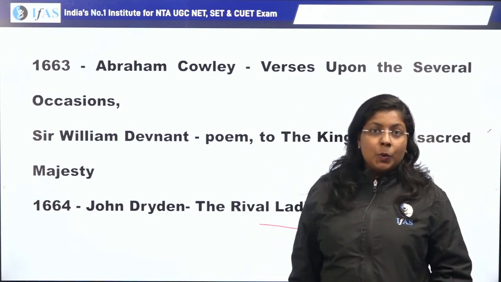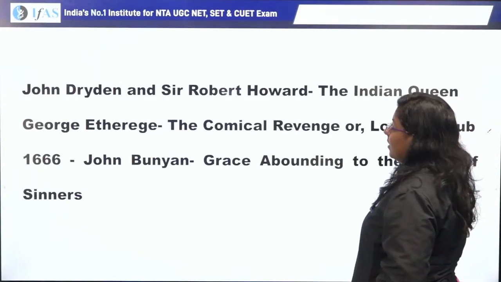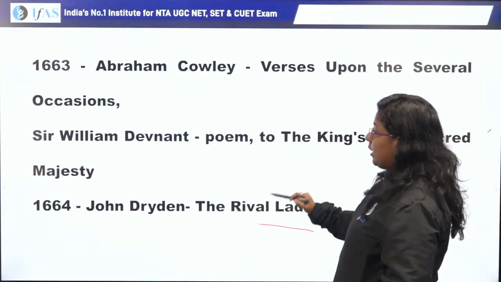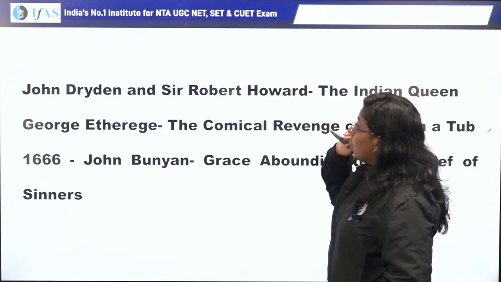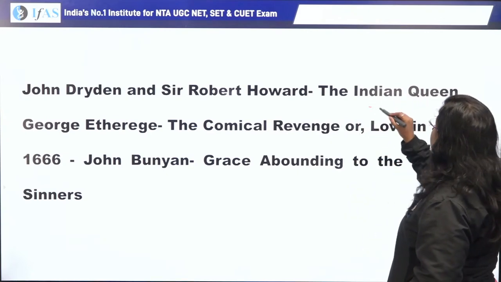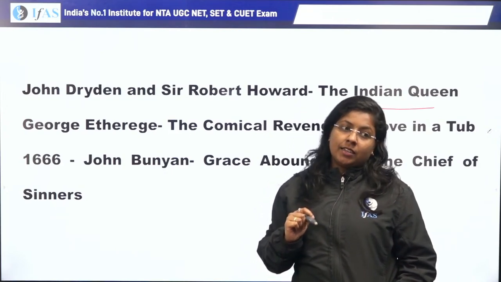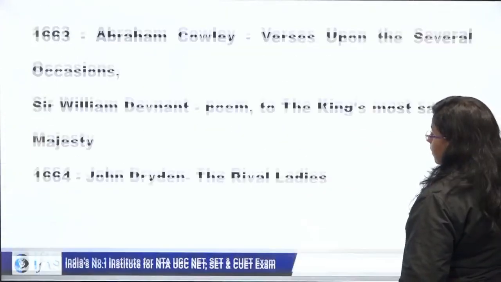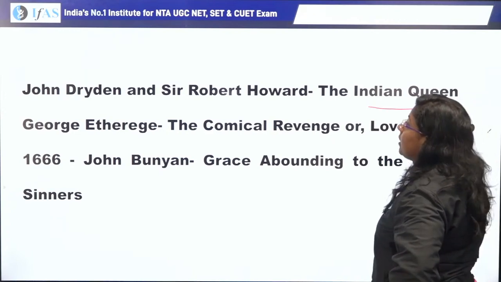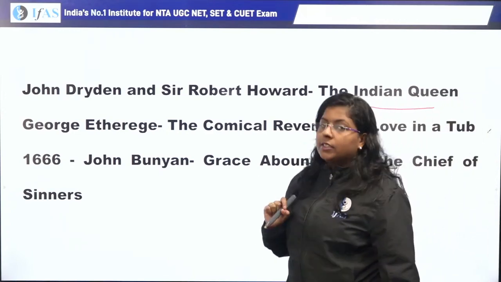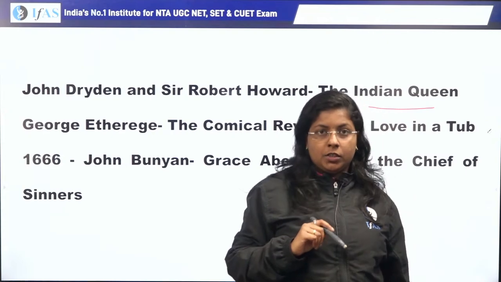So what's in the next slide? What is the next publishing year, the chronology of years? It is in the same year, 1664, that we have John Dryden and Sir Robert Howard's The Indian Queen. Look at the work, The Indian Queen, by Sir Robert Howard.